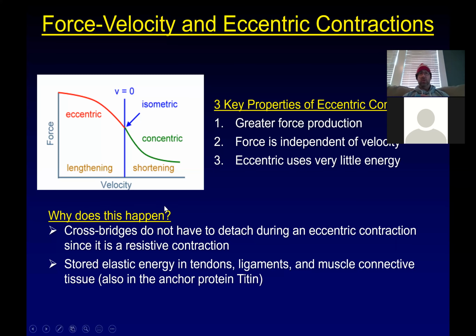Okay. So of the things that we cover in class, this relationship and the way the cross bridge cycle fits into this is probably the most conceptually complicated thing that we will cover, I think, for the entirety of class.